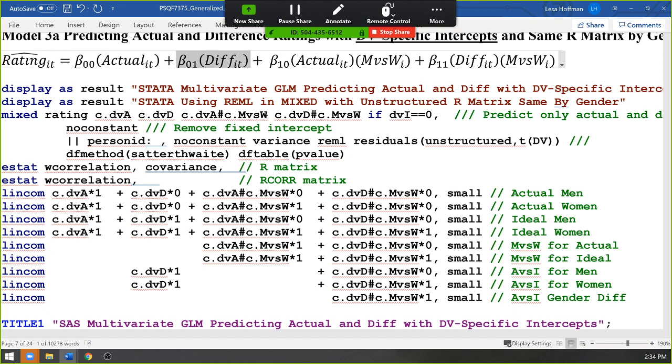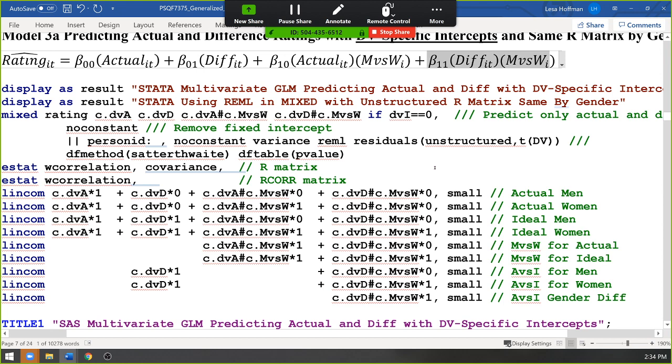Yes, the difference between ideal and actual. Correct, everybody. It's the exact same model that I just fit with a different parameterization. I put in the different scores as the outcome rather than tricking the model into making them for me. So now we have a gender effect specifically for each of these outcomes. Beta 1,0 gives us the gender effect for actual. Beta 1,1 gives us the gender effect for the difference.